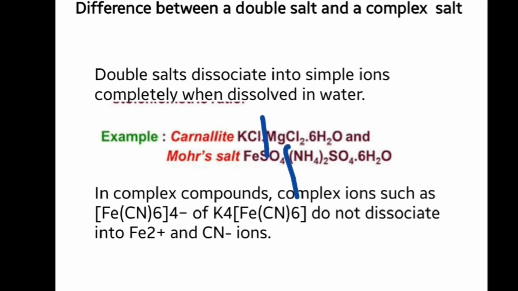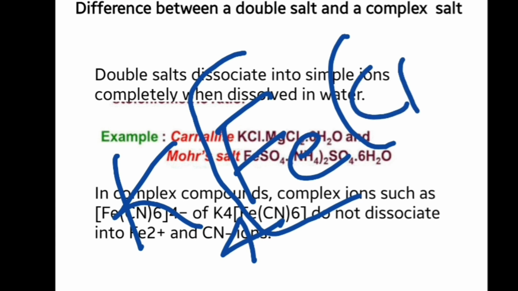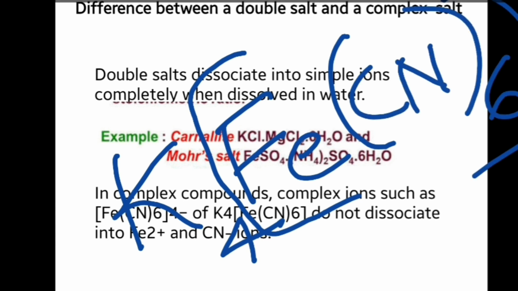Whereas in the case of complex compounds, here is one example of a complex compound, K4[Fe(CN)6]. You're supposed to write it like this: K4, then square bracket Fe(CN)6, close the bracket. This is how you're supposed to write. Make the change: K4[Fe(CN)6]. So this is a coordination compound.